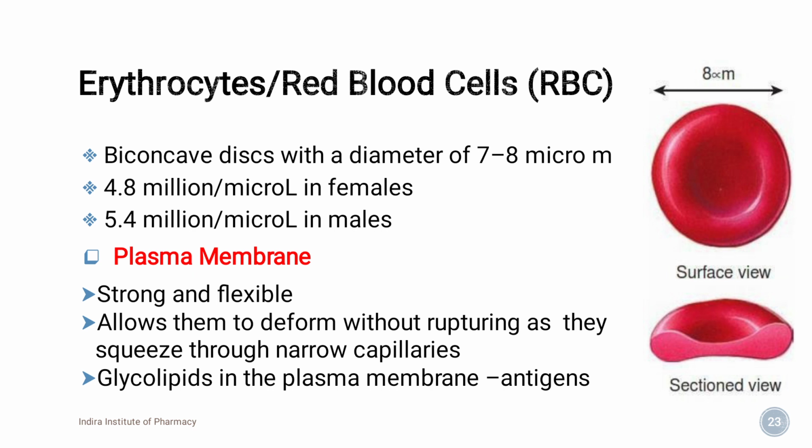Now we'll see the general characteristics of these RBCs. RBCs are biconcave discs with a diameter of 7 to 8 micron. Once the nucleus is ejected, the cell becomes a biconcave disc, as you can see. There are 4.8 million per microliter of RBCs in females and 5.4 million per microliter in males.